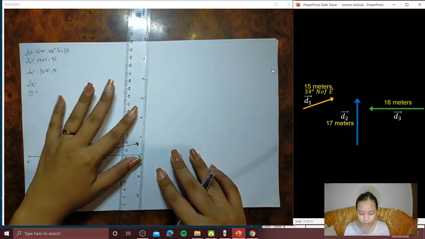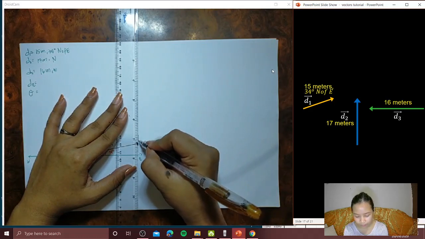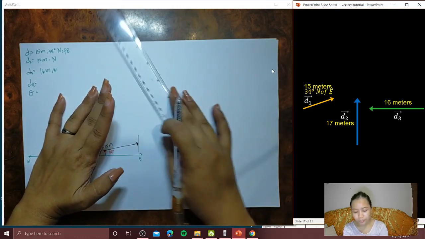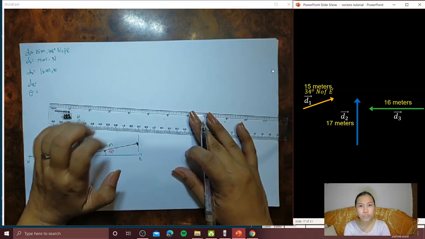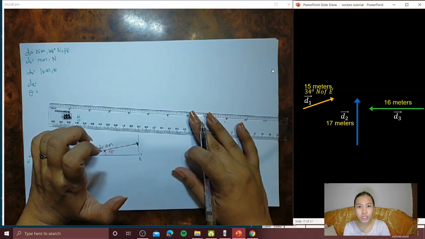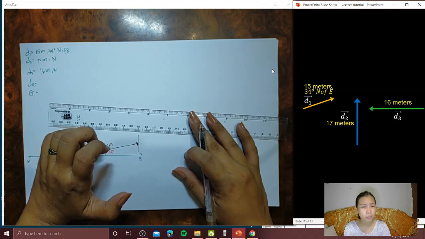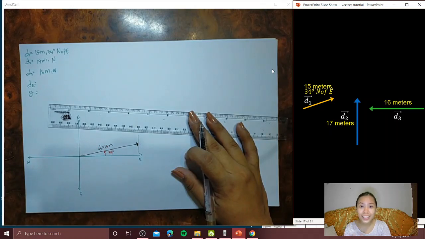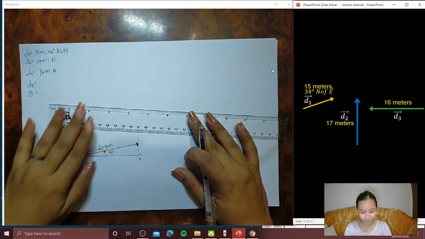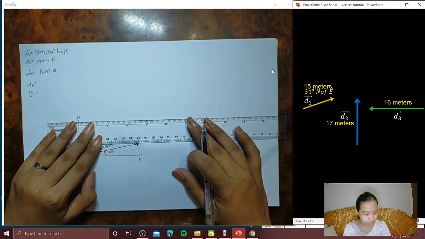So i-connect natin d sub 2, or the second vector, kay first vector. If you've watched Centipede, parang ang buli isa ka person, gin-connect siya sa mouth ng isa ka person, diba? Amo siya sa head to tail. Ang arrowhead or ang head ng isa ka vector, i-connect mo na siya sa tail ng isa ka vector man. Connect lang siya.